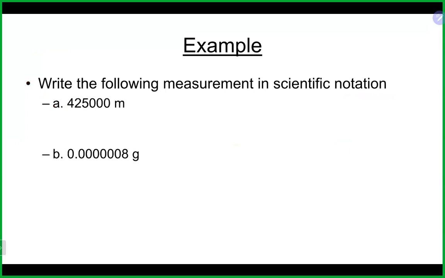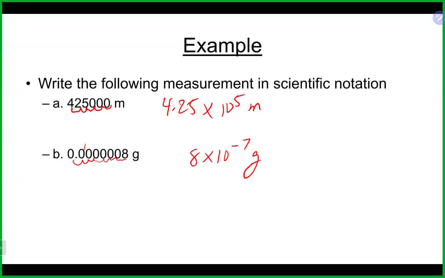All right, so just to finish off this a little bit, once again, we're going to go 1, 2, 3, 4, and 5. And that'll give us 4.25 times 10 to the 5th meters. And here, 1, 2, 3, 4, 5, 6, 7, I think. That's some really bad counting there, but I hope it's 7. 8 times 10 to the minus 7 grams when we go that way.